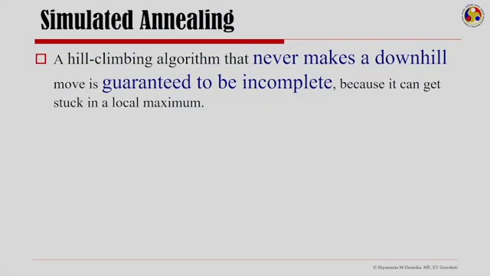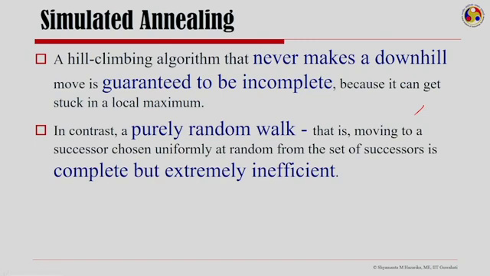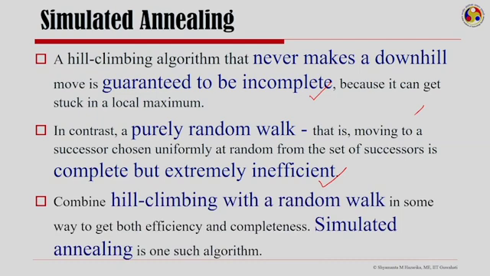Simulated annealing, the premise and motivation for it, is that a hill climbing algorithm that never makes a downhill move is guaranteed to be incomplete. What it means is, if I keep on thinking of only climbing up and never think of climbing down again, then I will miss this global maxima. So what can be done is that we can think of random walks, but a purely random walk, that is moving to a successor chosen uniformly at random from the set of successors, may guarantee completeness but is extremely inefficient. So we want to do better than this, neither remaining incomplete nor having extreme inefficiency. So we combine hill climbing with a random walk in some way to get both efficiency and completeness. Simulated annealing is one such algorithm.